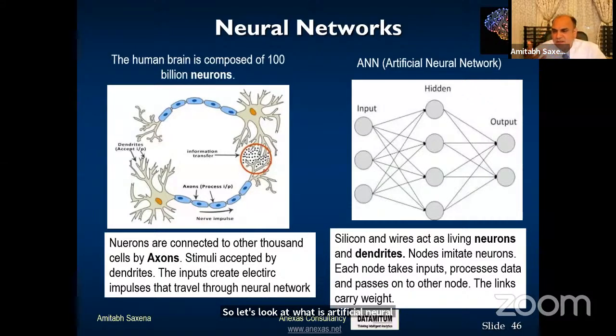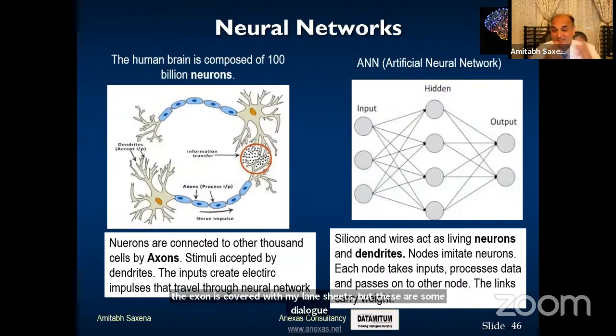Some of you must remember from your biology class in 8th or 9th standard, we learned how the human brain looks, in the sense that there are cells and tissues, right? So dendrites, axons, and synapses, okay? And the axon is covered with a myelin sheath. These are some biology lessons you must have learned.